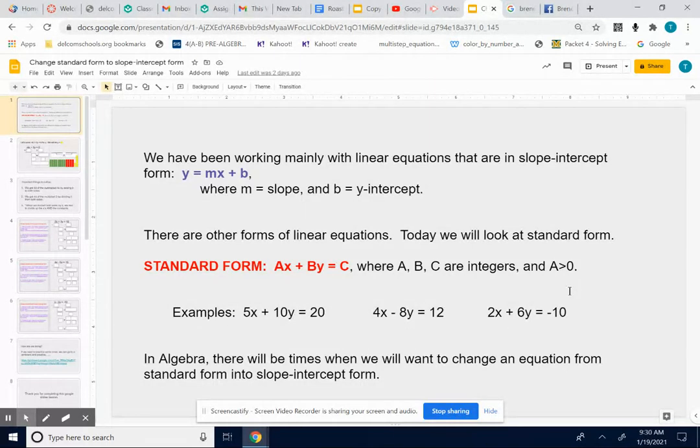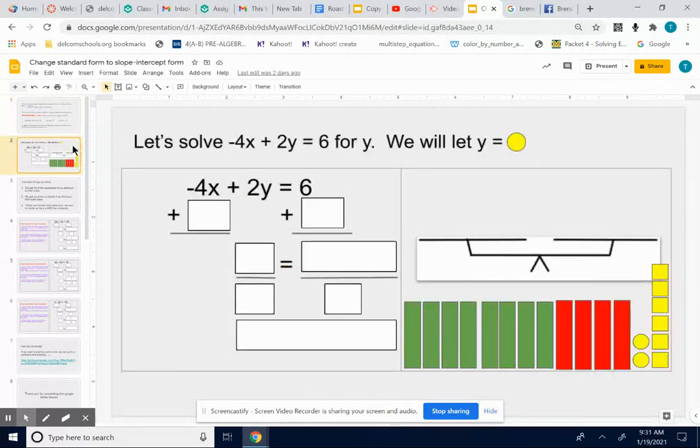Now, what we're going to do with these is put them into slope-intercept form, which you guys are used to. y equals mx plus b. And I wanted to show you just a visual of this. I know some of you don't like the visuals, but maybe it'll help you understand at least a few things about it. We're going to solve negative 4x plus 2y equals 6. We're going to solve it for y, because if we solve it for y, we're going to end up with slope-intercept form. Just play with this for a minute.